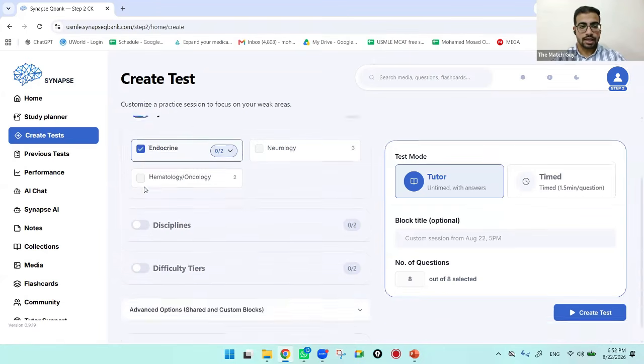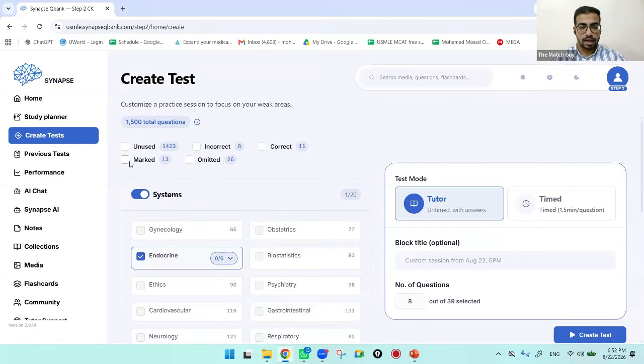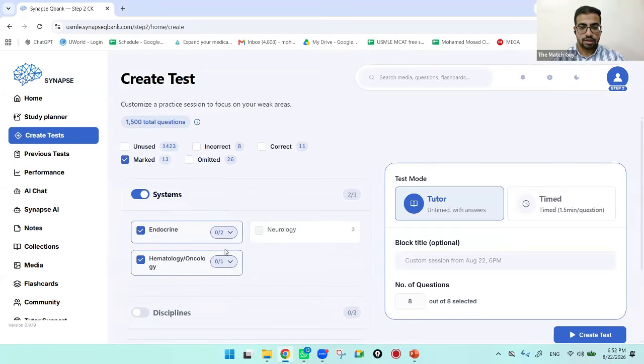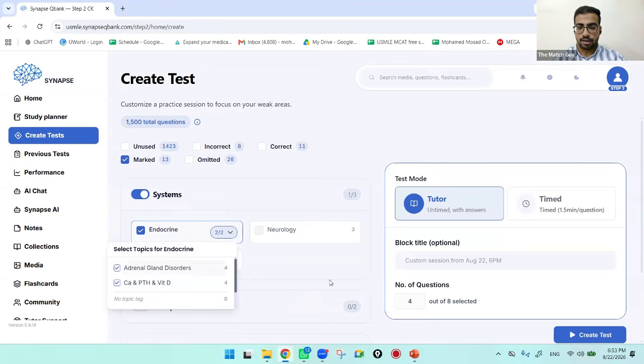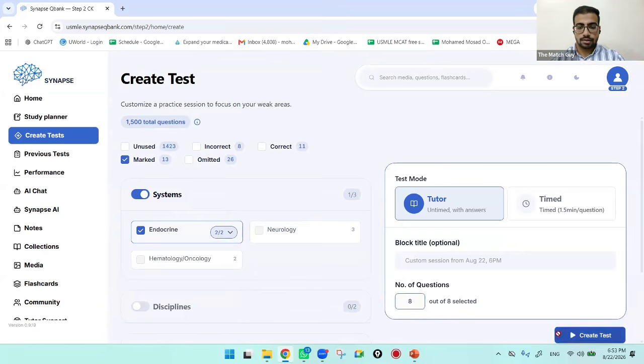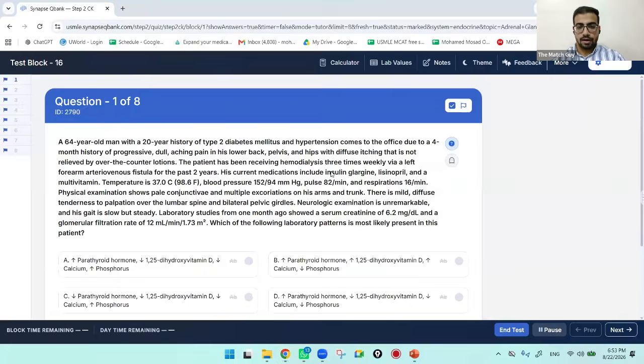You have all systems here. So I marked some questions for you guys from the endocrine section. You can also choose by discipline as well. And let's check the questions that I marked for you today about the topics that we discussed today. Let's discuss our 8 questions. I hope, guys, this was useful for you.